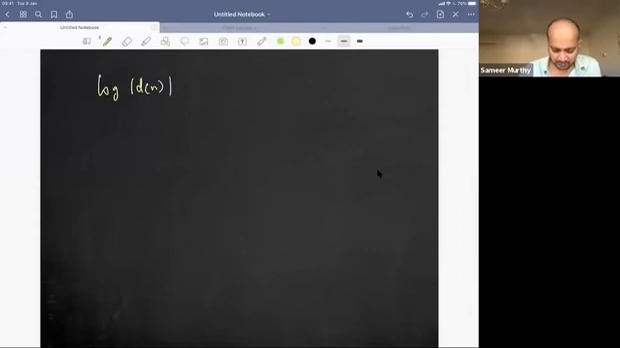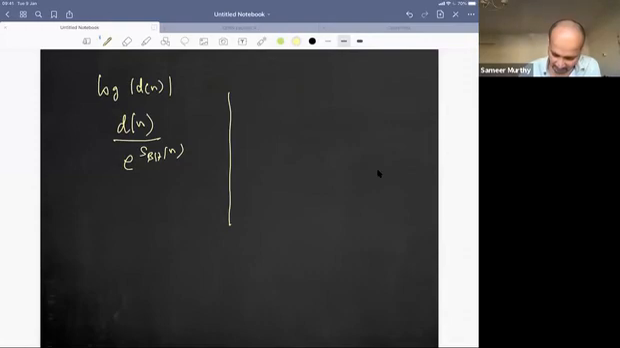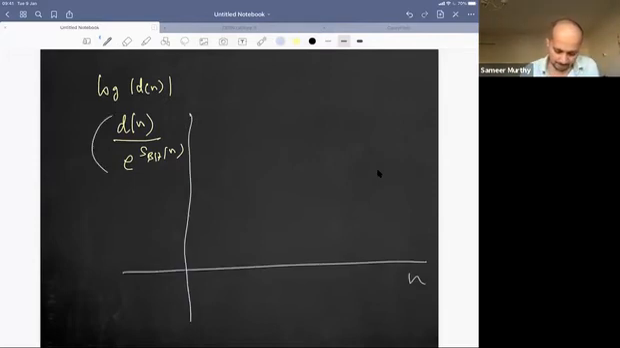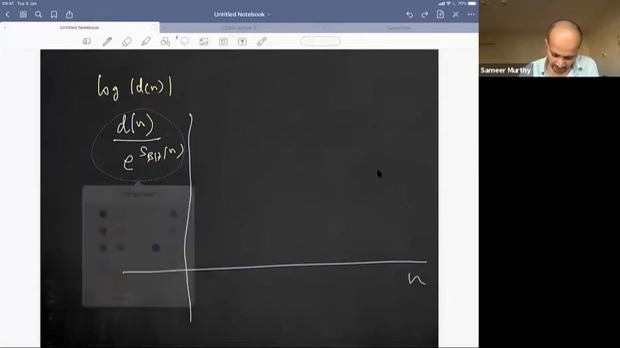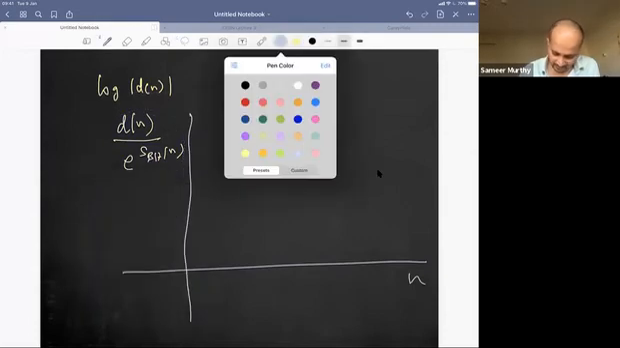Before plotting the log of the absolute value of d of n, suppose you just plot d of n itself. This is terrible to plot because it has exponential growth. So let's divide this by e to the S black hole, so at least you get some reasonable plot. When you do this, what you find is something like this. I should have shown this, but I was up till late last night and forgot. So suppose you plot this on the y-axis versus n. What you find is something like this.